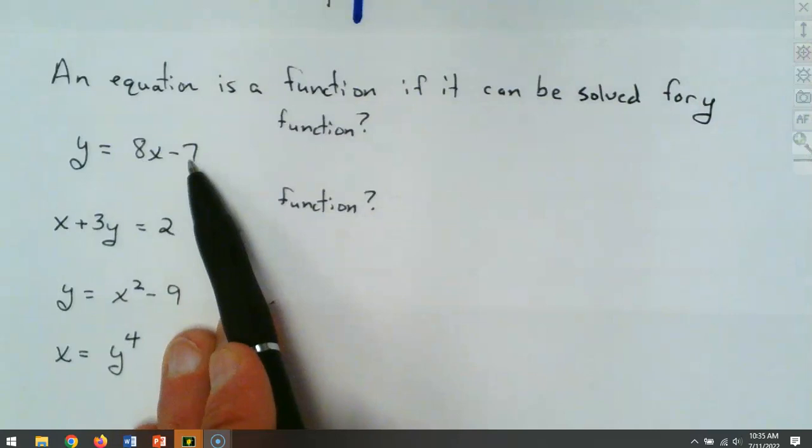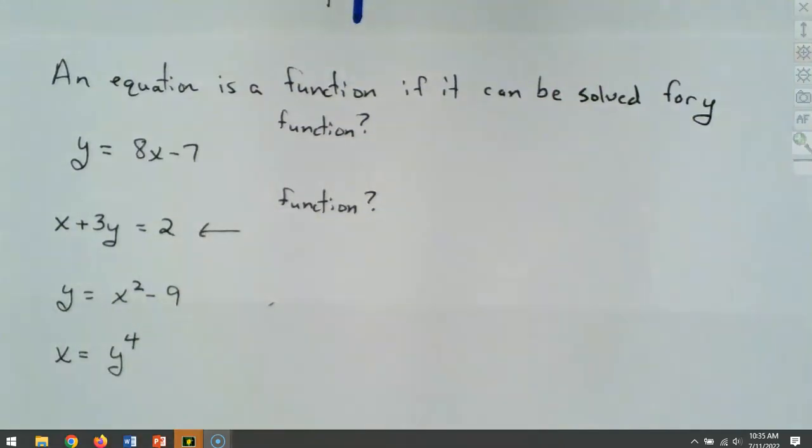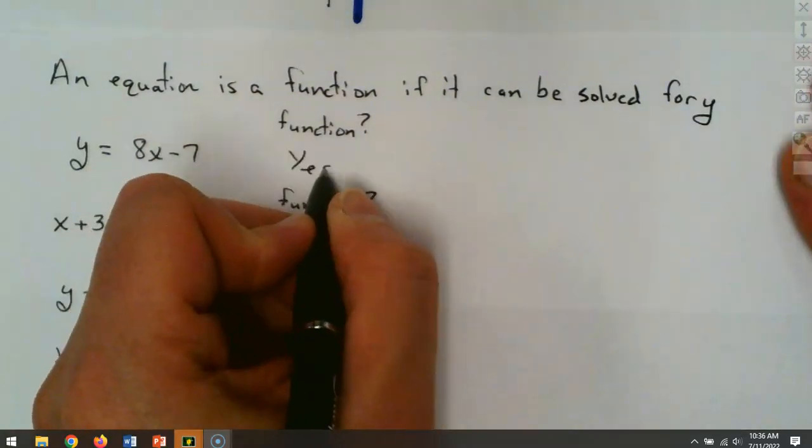Very simple. I'm not having you find the domain and ranges on these. All I want you to do is tell me if it's a function or not. Okay? Has it been or can it be solved for y? Yes, it has been solved for y, hasn't it? Right? So the first one is a function. So yes, it has been.